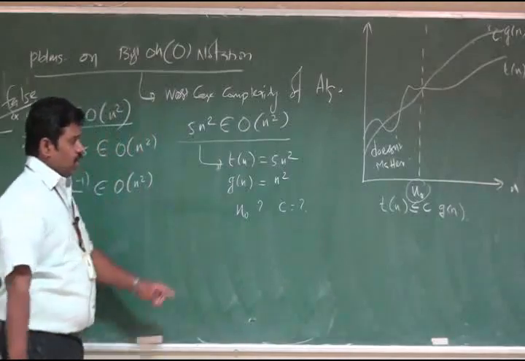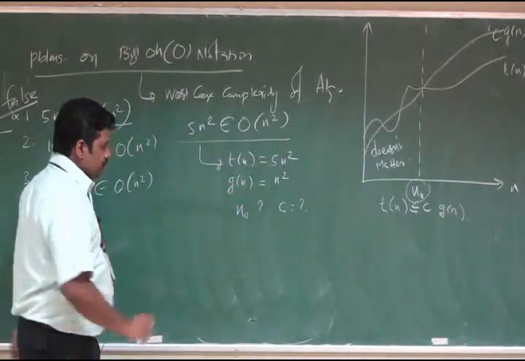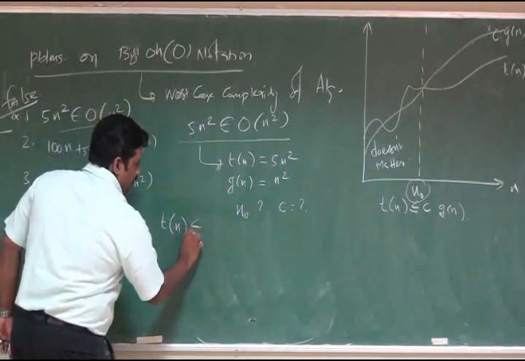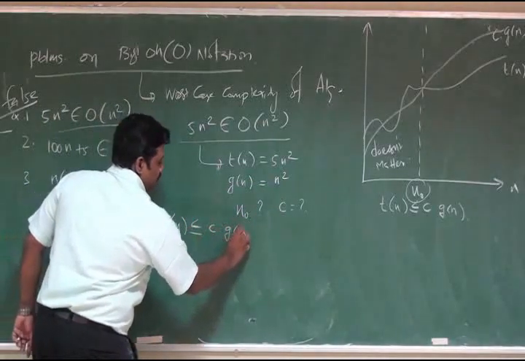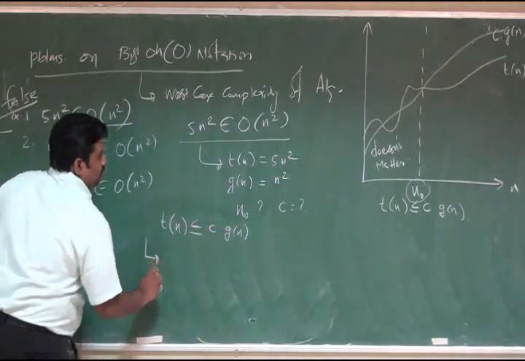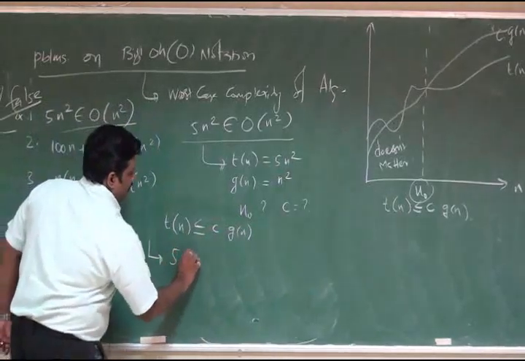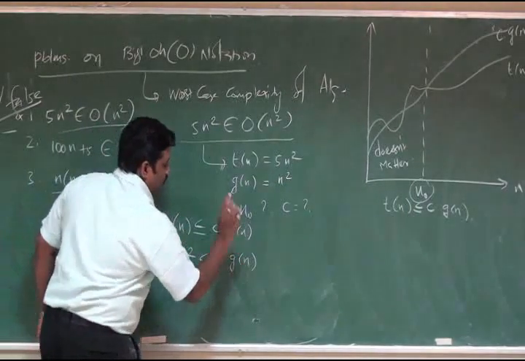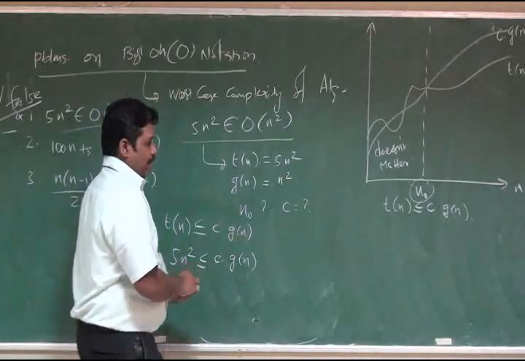Okay, so with reference to the formal definition for worst case complexity, it is T of n is less than or equivalent to C into G of n. So it can be written as 5n square less than or equivalent to C into G of n. Sorry, C into n square.